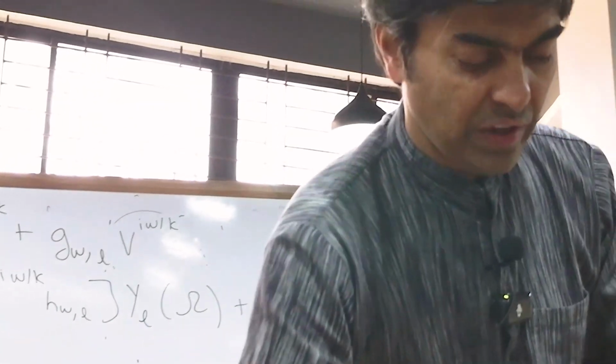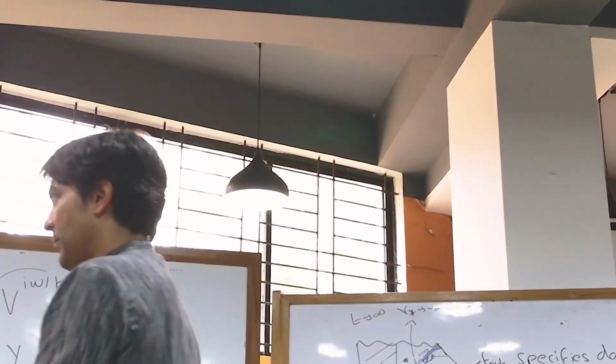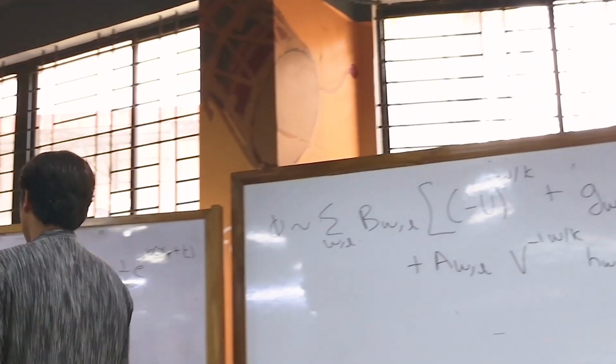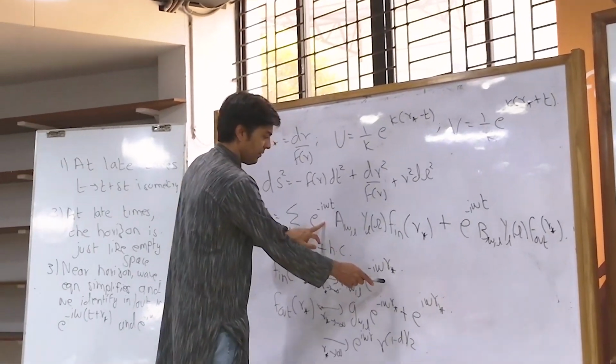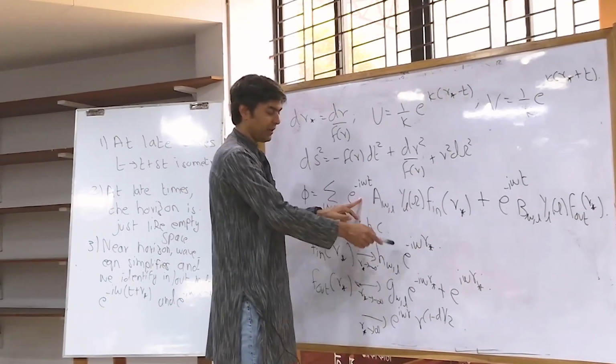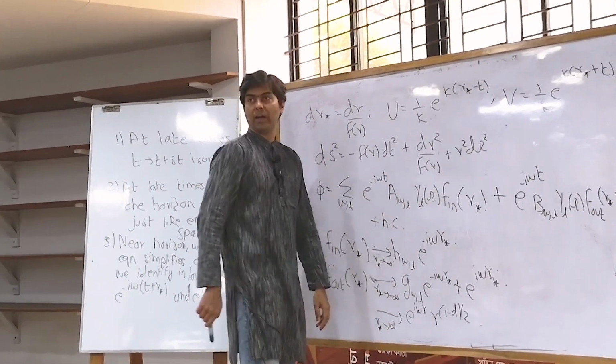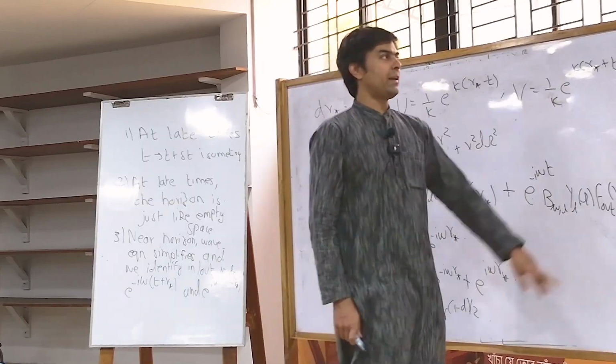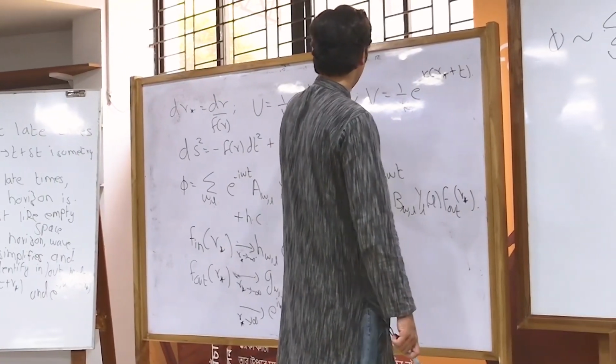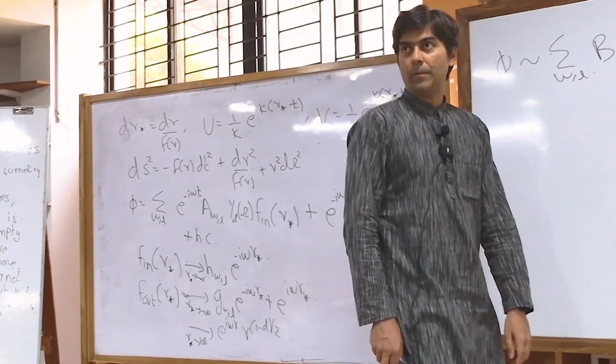The last part was just saying that remember the solutions look like e to the i omega t plus r star and e to the i omega t minus r star. I've just rewritten that in terms of u and v because notice the same combinations appear in u and v.